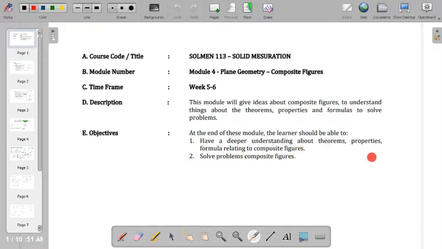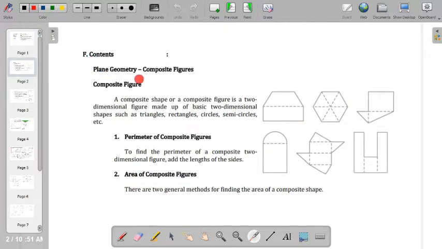And then at the end of this module, you'll be able to learn and understand the theorems, the properties, and the formula relating to composite figures.